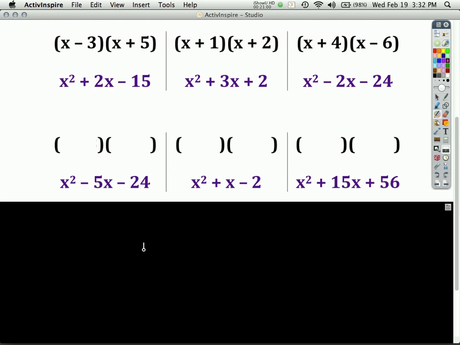Now, let's see if you can go in reverse. You now have to figure out what must go here and here to get this. I want you to do it mentally if you can. Give me a thumbs up when you think you've got the 2 binomials. Thumbs up when you think you've got them.